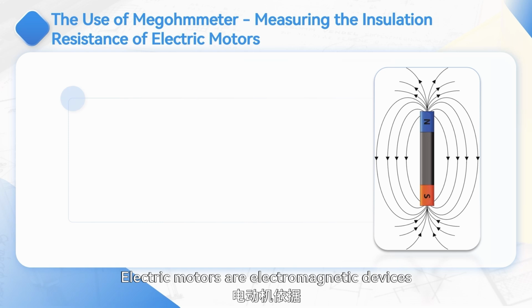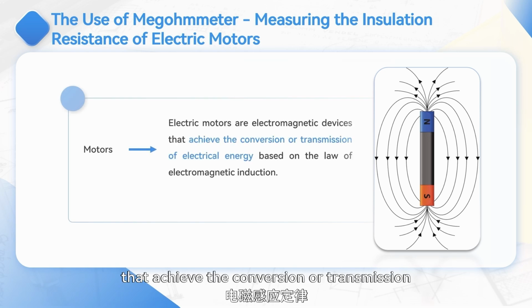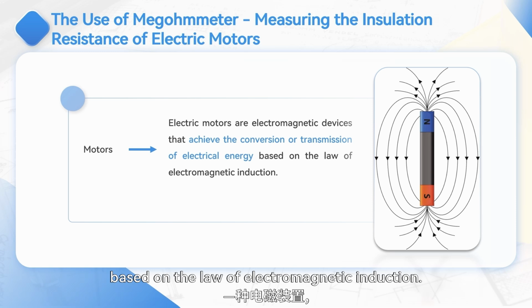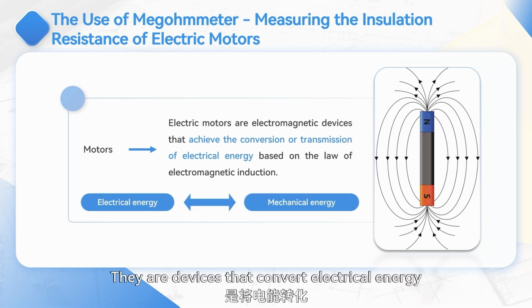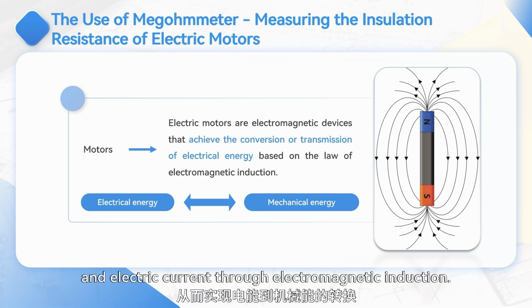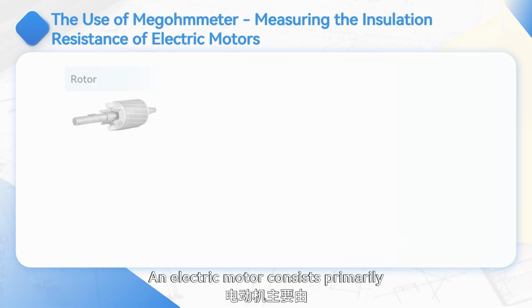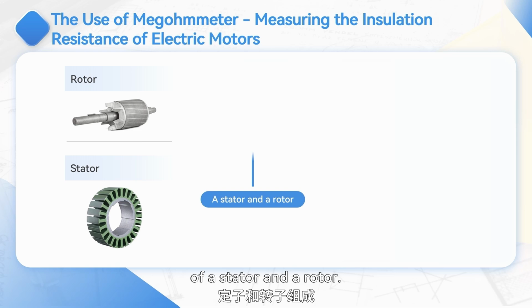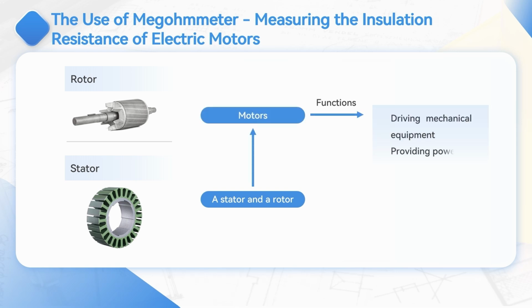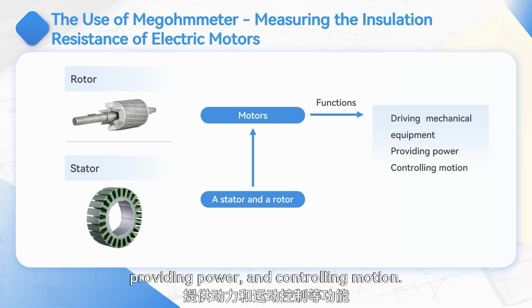Electric motors are electromagnetic devices that achieve the conversion or transmission of electrical energy based on the law of electromagnetic induction. They are devices that convert electrical energy into mechanical energy by generating a magnetic field and electric current through electromagnetic induction. An electric motor consists primarily of a stator and a rotor. Its functions include driving mechanical equipment, providing power, and controlling motion.